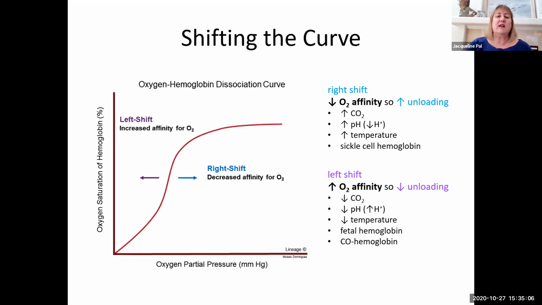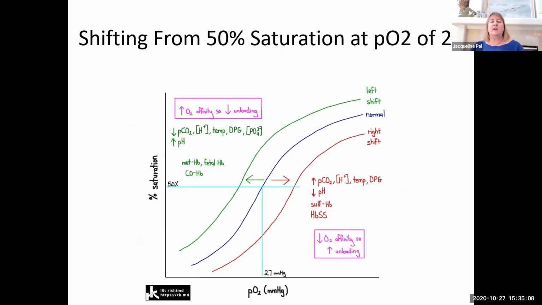All right, so what do these curves look like if they're shifted? Here's an example showing the normal curve in blue, a right shift in the brownish red color, where we are unloading more oxygen at higher PO2 levels. And then the left shift in green, where we are holding on to it tighter. You can tell we're holding on to it tighter because at lower levels of PO2, we have higher degrees of saturation than normal. So go ahead and pause it here. Make sure you understand this right and left shift.